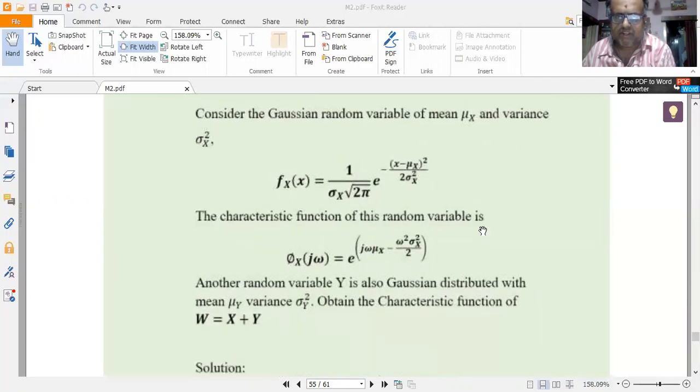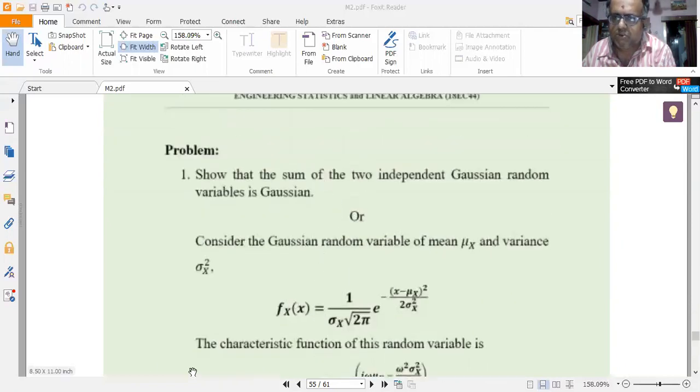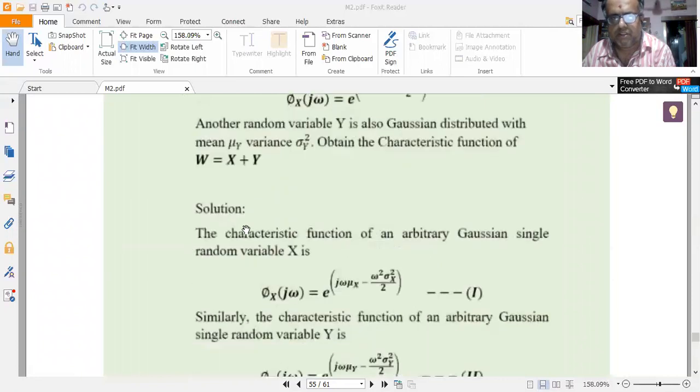The characteristic function of this random variable is given by phi x of j omega is equal to e to the power of j omega mu x minus omega squared sigma x squared by 2. Another random variable, capital Y, is also Gaussian distributed with mean mu y and variance sigma y squared. Obtain the characteristic function of w is equal to x plus y. So these are two ways in which this question can be asked. Very important, so please practice this as many times as possible.